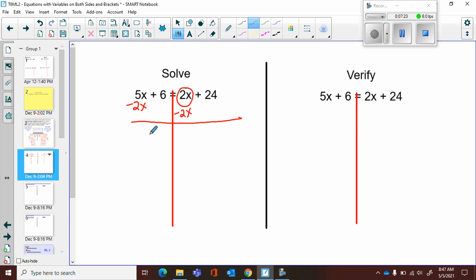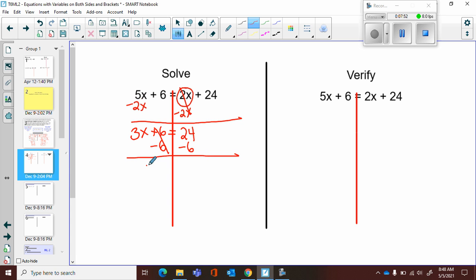Okay, so on my left-hand side, I combine these two like terms. 5x subtract 2x leaves me with 3x. And of course, the plus 6, which I haven't changed. These cancel out, and on the left-hand side, I'm left with 24. And now I have a basic two-step equation. So I will subtract 6 from both sides.